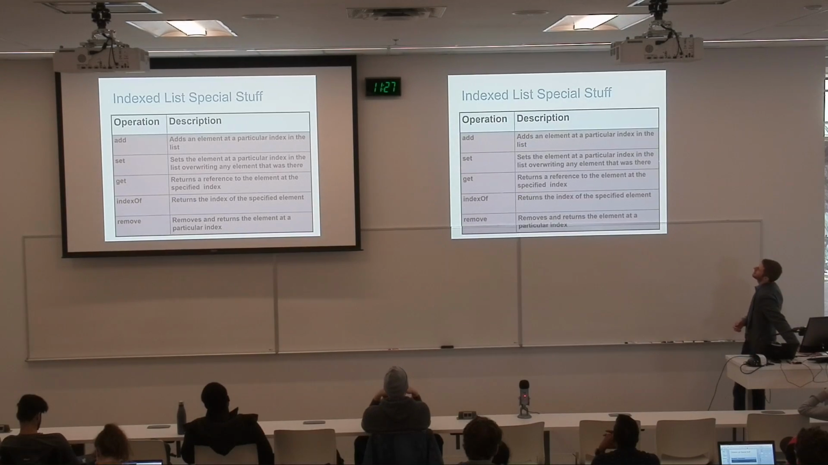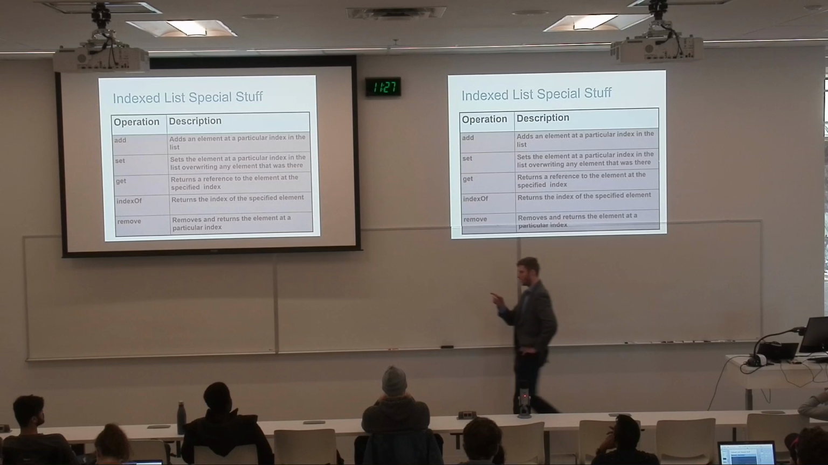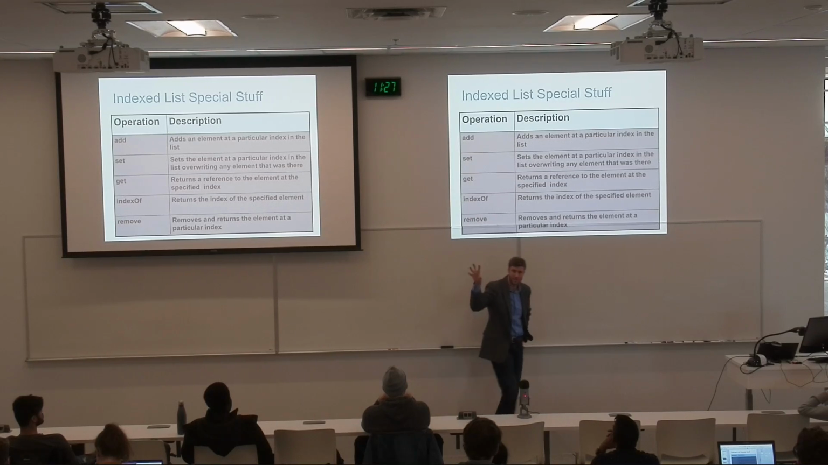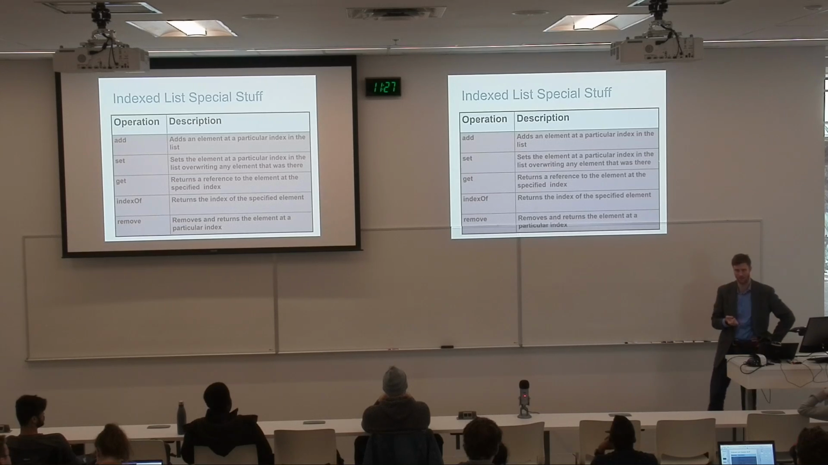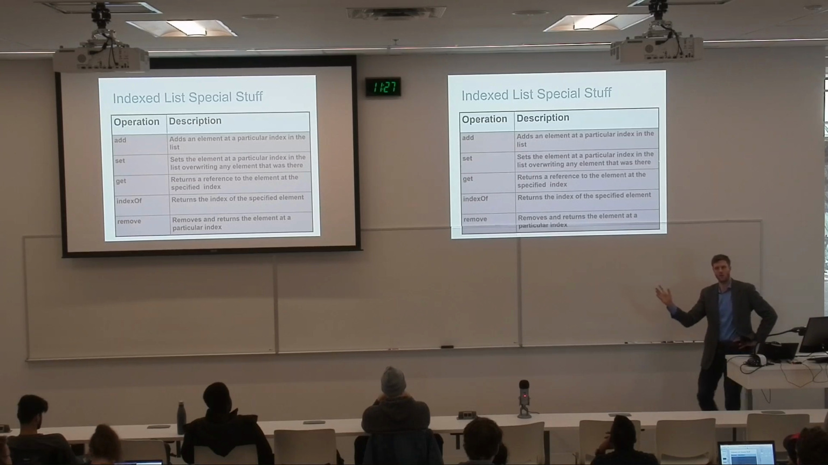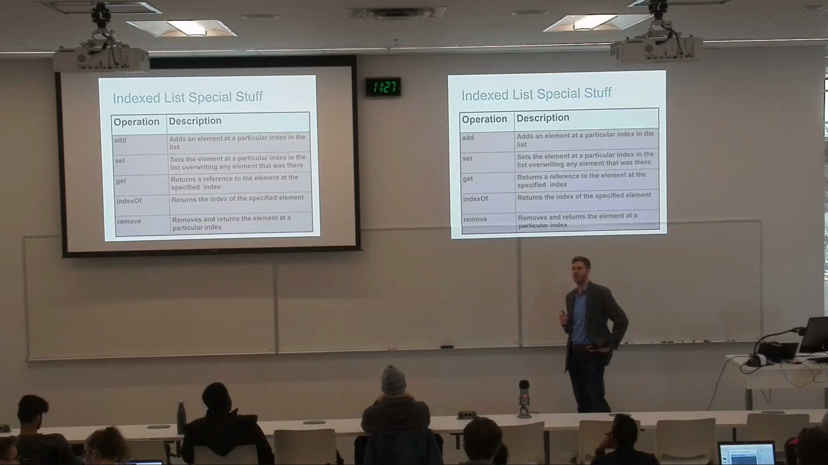And an index list: add an element at a particular index, set an element at a particular index, so I guess we can change something, that's cool. Get, index of, remove, all these types of things. Remove something at a given index. So these are things we can do with lists. But we saw three different types of lists. We have lists, which is the high level idea, but then we have three specific types of lists: ordered, unordered, and indexed.